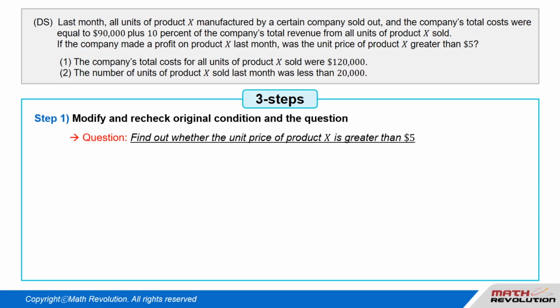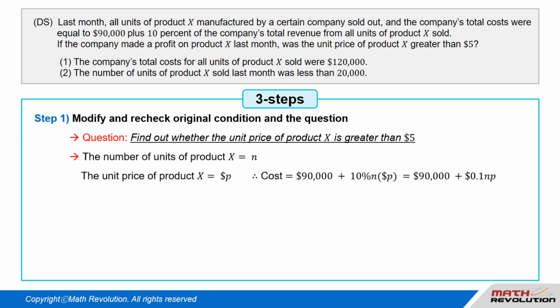Follow the first step of the variable approach by modifying and rechecking the original condition and the question. We have to find out whether the unit price of product X is greater than $5. This is the most difficult question of all the hidden integer questions. Let the number of units of product X be N, and the unit price of product X be dollar amount P. Then the cost is equal to 90,000 plus 10% times N times dollar amount P, equals $90,000 plus $0.1 times N times P.